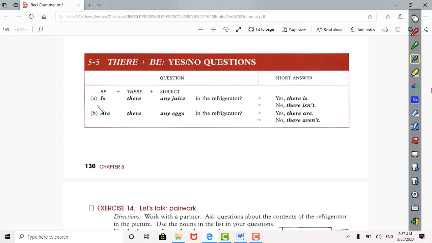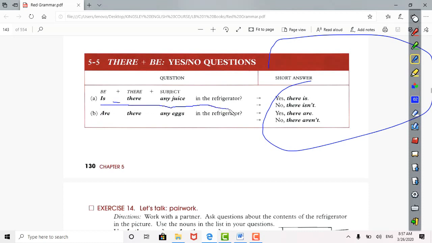So, is there any juice in the refrigerator? Are there any eggs in the refrigerator? So this one is the question for the there plus be expression. For example, ada jus enggak di kulkas kamu? You will say, is there any juice in the refrigerator? Ada telur enggak di kulkas kamu? Are there any eggs in the refrigerator? So, kenapa any juice pakai is?